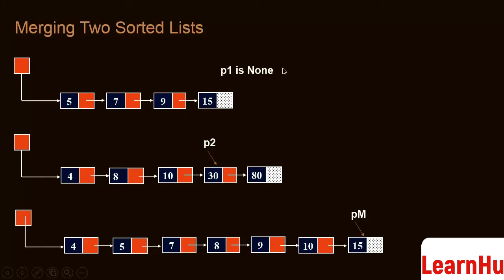Now P1 becomes none. This means that the first list is finished and we have two nodes remaining in the second list. So here we allocate two nodes with info values 30 and 80 and insert them here. So now this is our merged list. We can see that the original lists have not changed because we have created a new list by allocating new nodes. Now let's see the code for this.